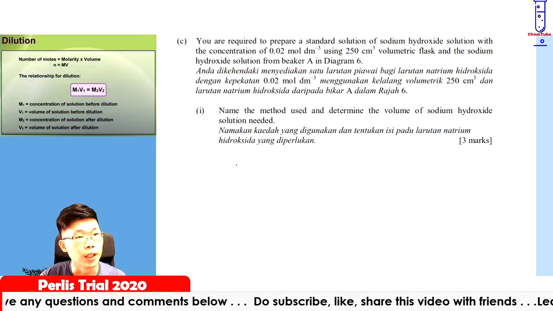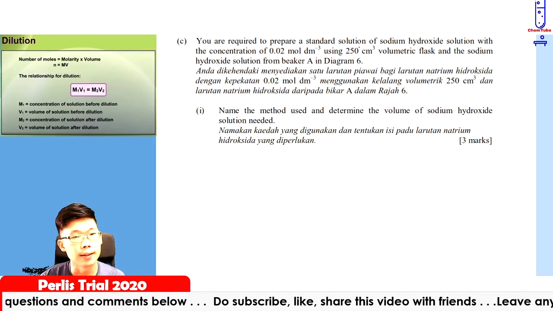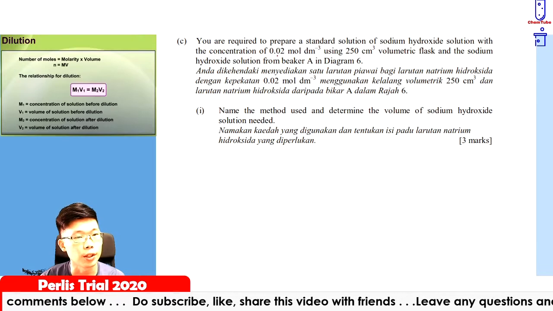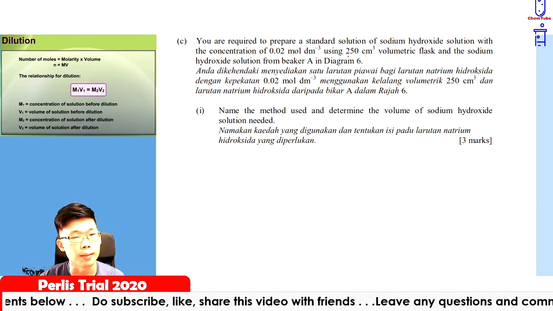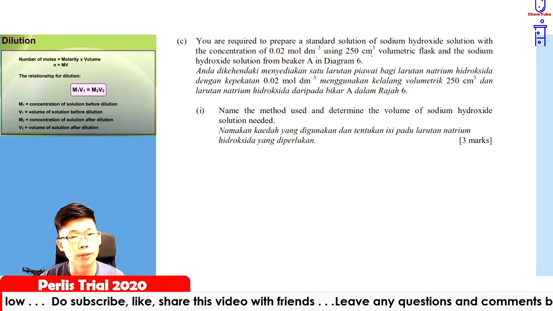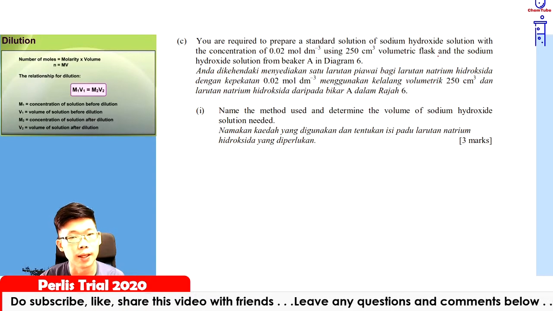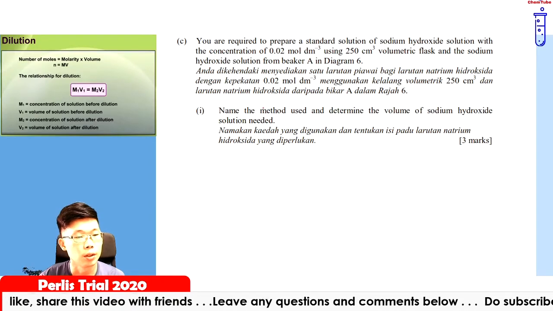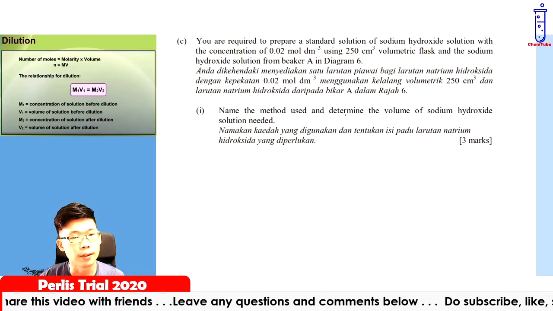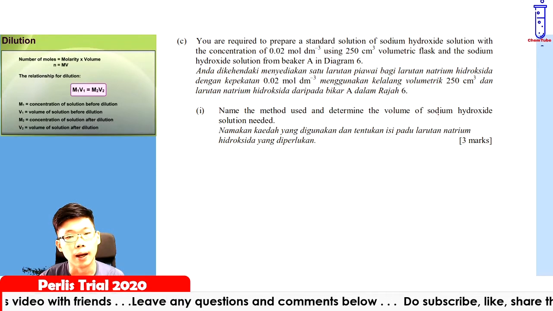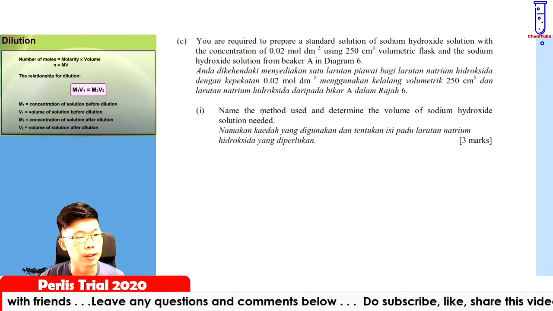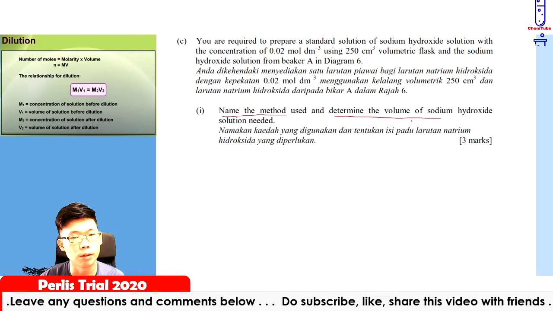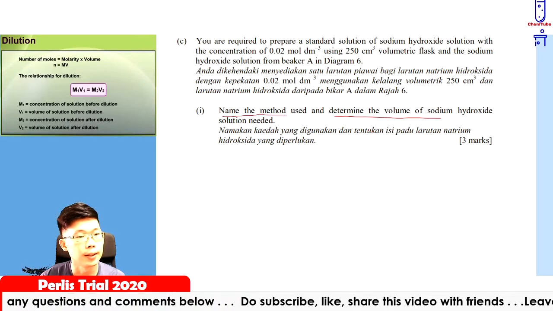Okay, C. You are required to prepare a standard solution of sodium hydroxide solution with concentration of 0.02 mole per cubic decimeter using a 250 cubic centimeter volumetric flask and the sodium hydroxide solution from beaker A in diagram 6. Name the method used and determine the volume of sodium hydroxide solution needed. So number 1, you have to name the method used. Number 2 is to determine the volume of sodium hydroxide solution needed.